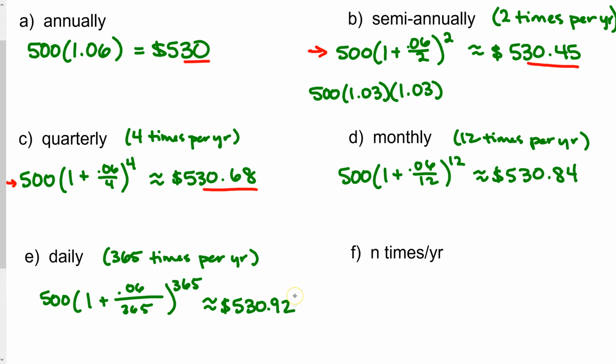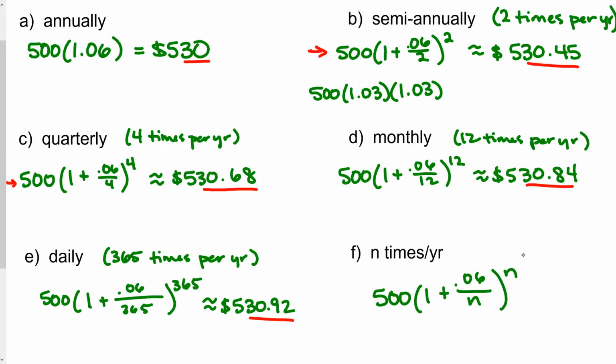$530.92. So you can see that even though the interest is continuing to increase, the amount of increase is not that big. We're kind of reaching an asymptote, actually, where the amount of increase gets smaller as you go, and so eventually the amount of increase is so tiny that it's negligible. Now for a generalization, for n times per year, we would have our $500 times 1 plus 0.06 over n raised to the nth power.